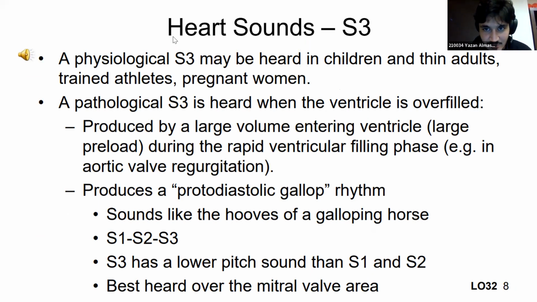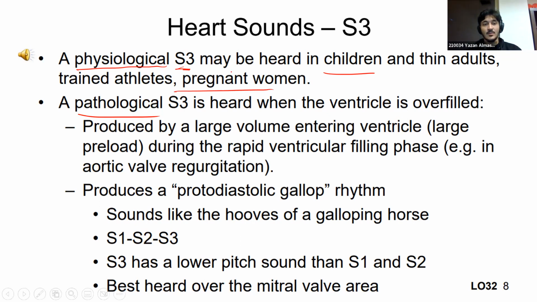I can't see from the Zoom. Which slide are we on? I can't see the title of the slide from the Zoom thing. Is it the S3 sound? Yes. Okay, I'm sorry. So S3 sound, again, it could happen normally, or it can happen abnormally. Whenever you see the word physiologic, it means normal. Whenever it's pathologic, it's abnormal. Physiologic S3 is heard in children or in trained athletes or thin people or pregnant women. Do you need to know who it happens in? I don't think so, but just in case, remember, pregnant lady, children, thin people, trained athletes. It's simple, and it's not that difficult.